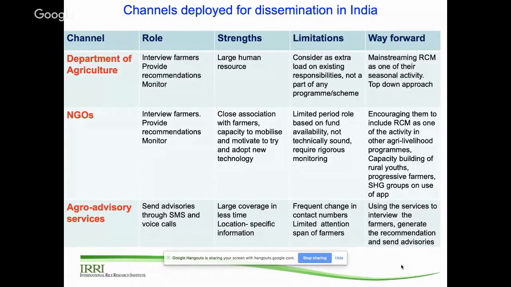The major limitation is that most of the farmers frequently change their contact numbers. And if we do a voice call, there is a limited attention span for the farmers. However, we still feel that using these services, even to interview the farmers, can help in decreasing the human interface in the whole process, and also help in generating more recommendations, so better advisories can be sent to the farmers.